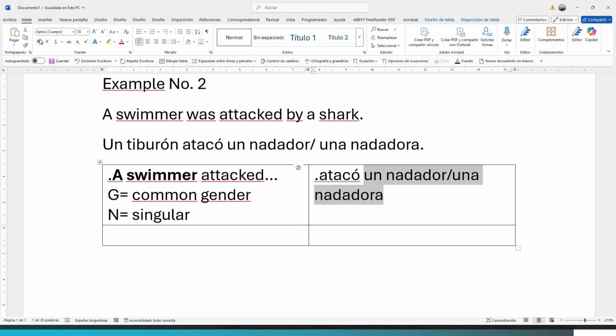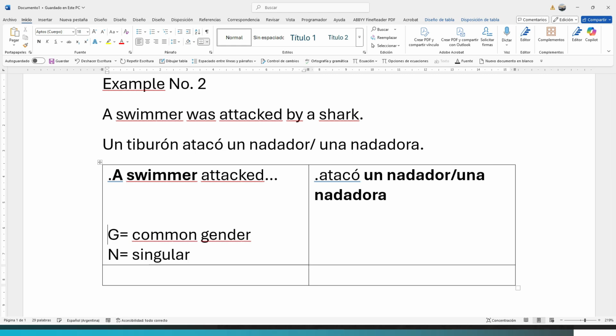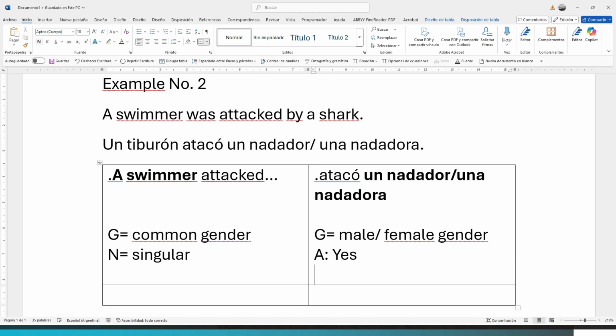Again, I'm going to highlight it here. What about gender in Spanish? Gender in Spanish, male and female gender, nadador, nadadora. Number, also singular number. And here we have ambiguity.